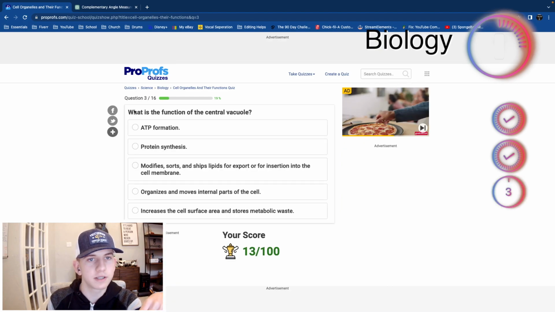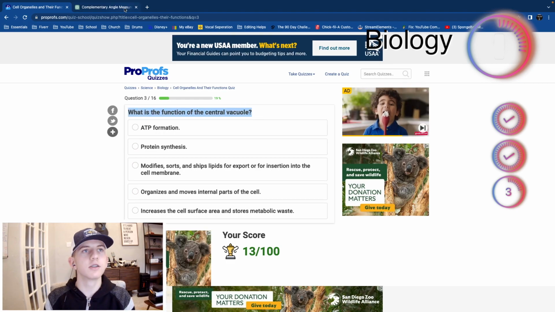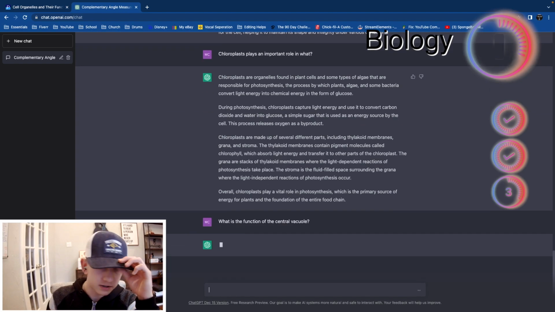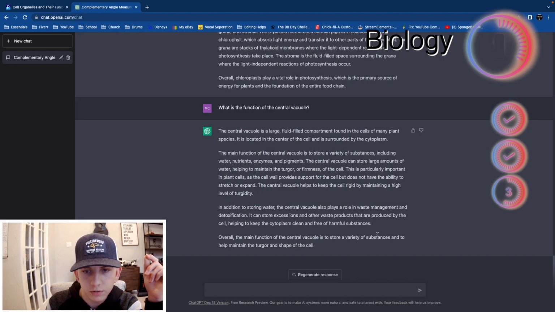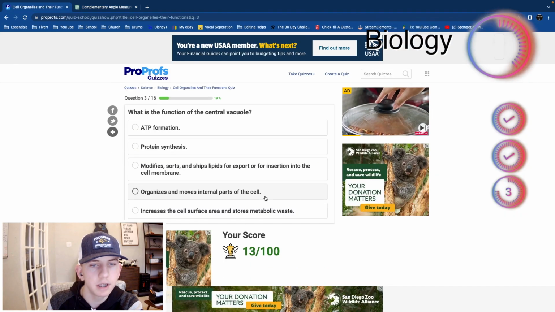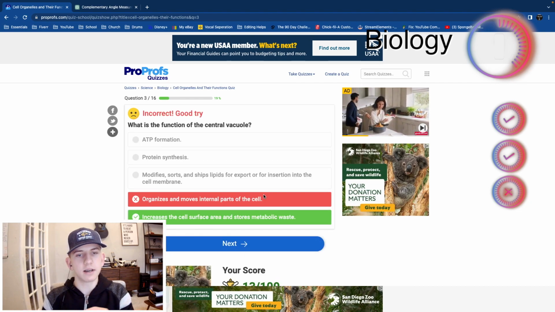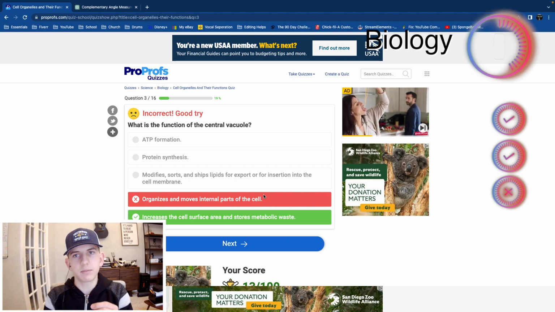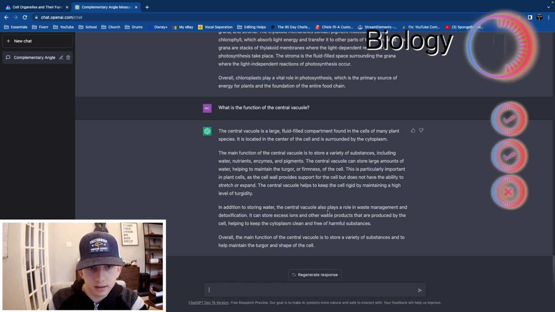Alright, what is the function of the central vacuole, whatever. Dude, biology words are so crazy hard to pronounce. It's like, dude, could you not have made it any harder? Like, literally. Overall, the main function is to store a variety of substances and to help maintain the shape of the cell. Maybe this one? Because it says it helps maintain. So I'm gonna, yeah, alright. So it probably increases cell surface area and stores metabolic waste. Yeah, so right here, kind of got there.